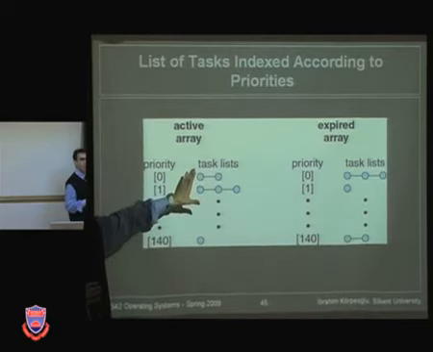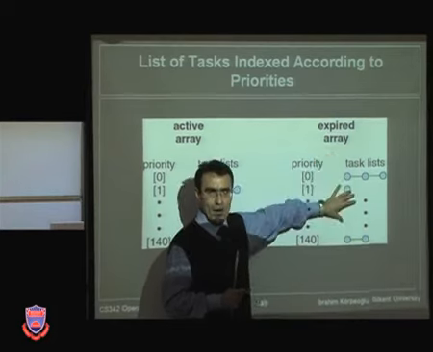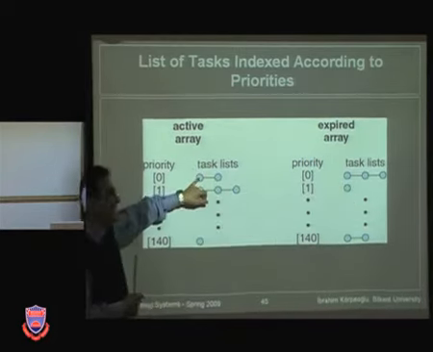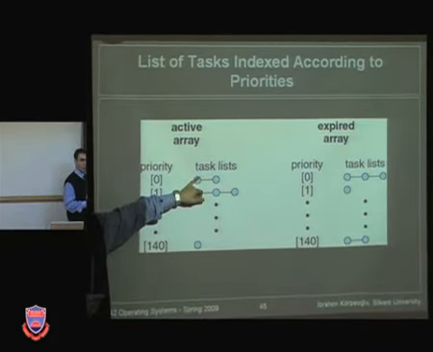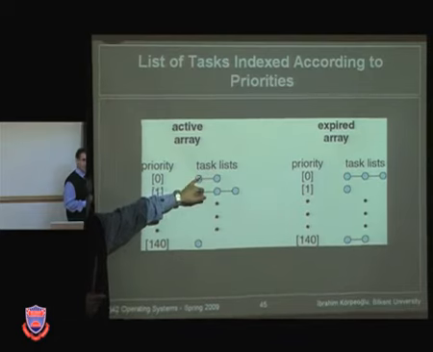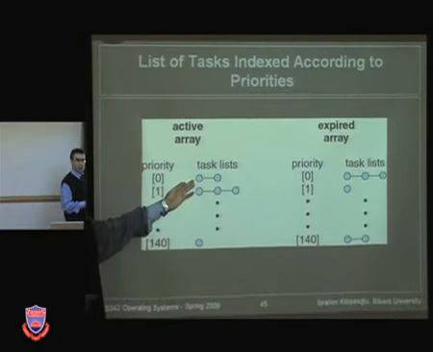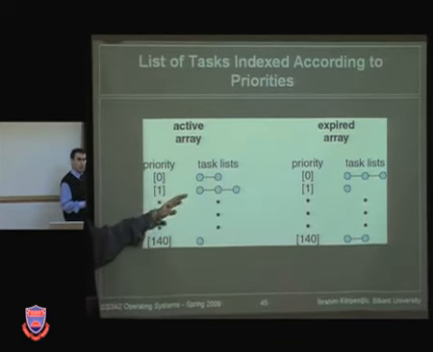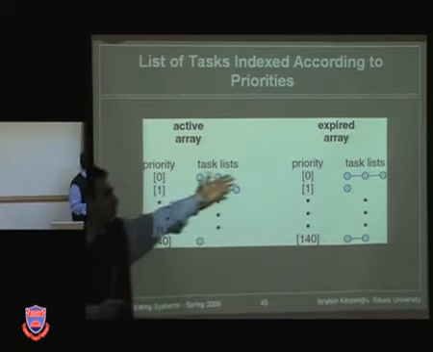Then it can no longer run. It is moved to here, which is called the expired array of queues. Expired means that it has expired its time quantum. It had a quite long time quantum. It did not use it in one shot, okay? It used it for a while, and then another highest priority process is run, and so on.